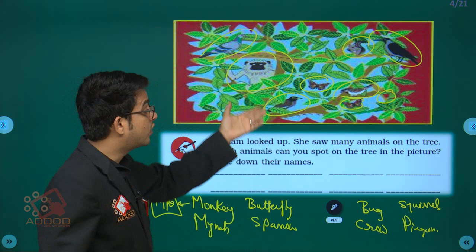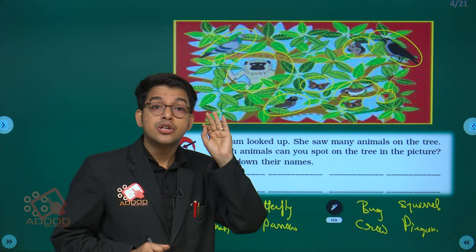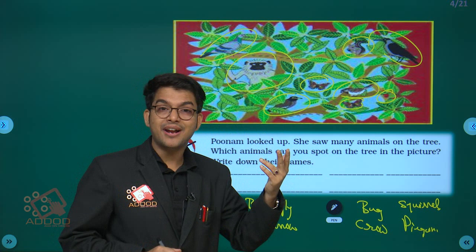At least you have to remember 20 animals' names, because now you are in third class. You are not in first class. At least a minimum of 20. But if you know 30, oh. If you know 40, very well. If you know 50, very well. So domestic and wild, at least 20 you have to remember.